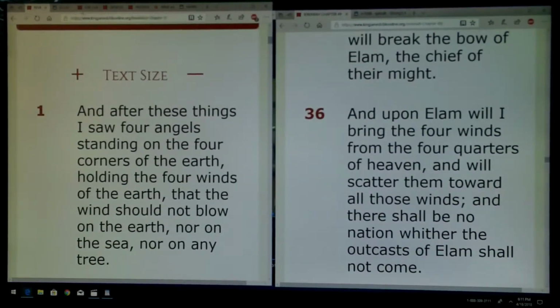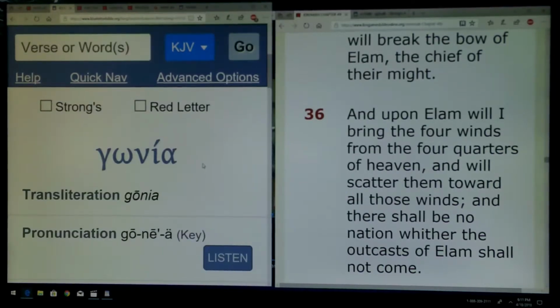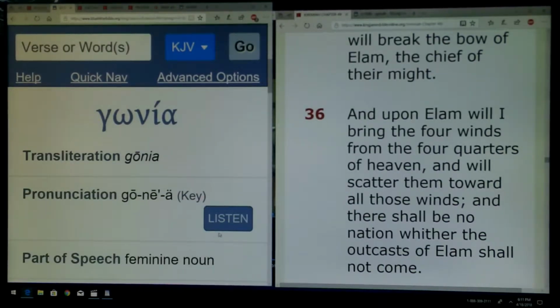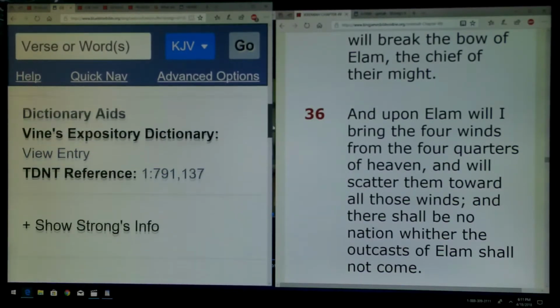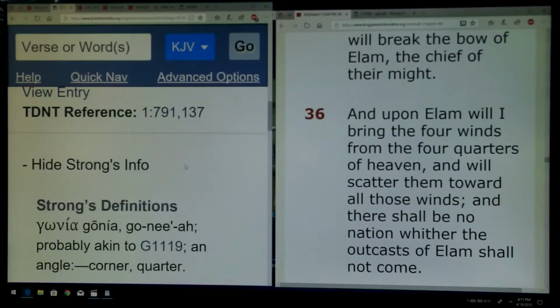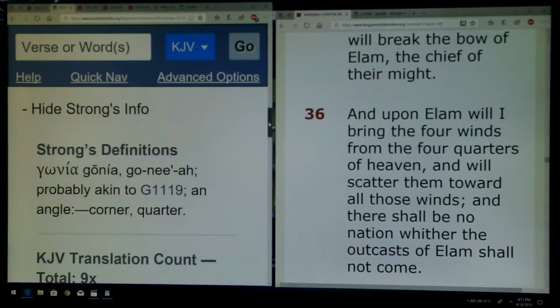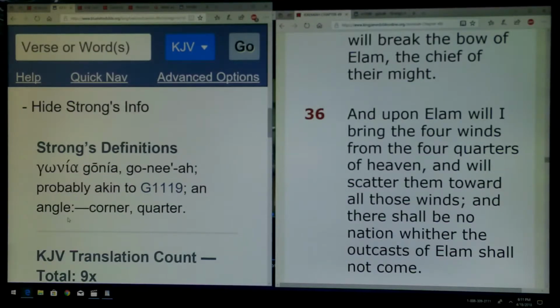So here's corners here, so let's look in the Strong's right here. And in the Greek, Strong's G1137, gonia. Let's see what it says here. Gonia. An angle, corner, quarter. So it is a physical thing. It's an angle. And there is no angle on the ball. So the four corners, angle. Okay. So that's another fib he told.